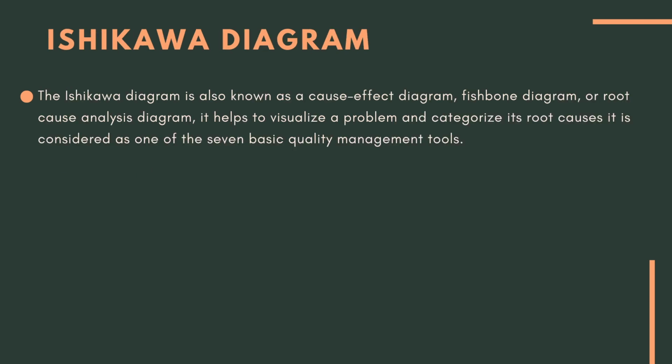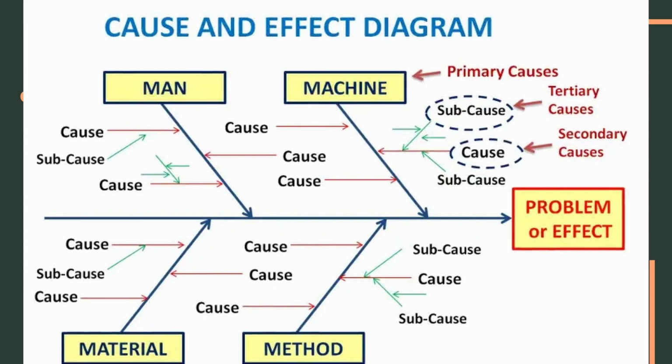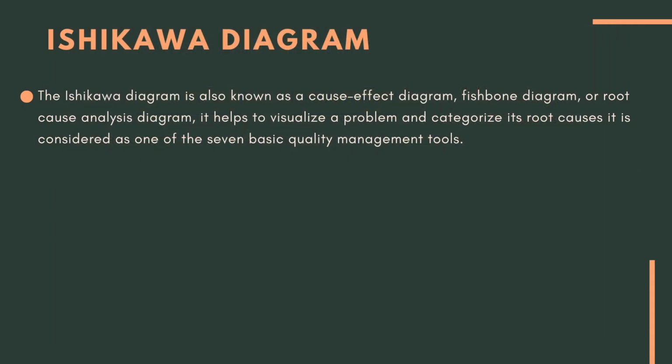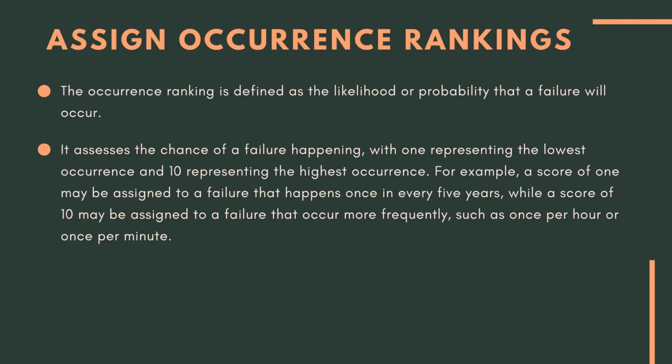Also, we can use an Ishikawa diagram, also known as a cause-effect diagram, fishbone diagram, or root cause analysis diagram. It helps to visualize a problem and categorize its root causes. Let's now assign occurrence ranking.